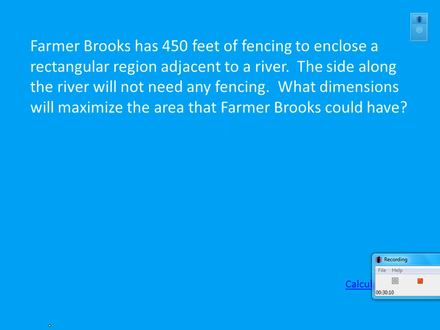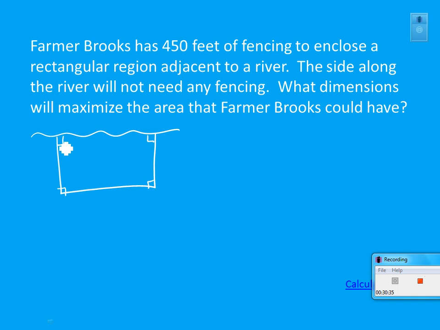Last but not least, I just tossed one of these in because in your book assignment there's one of these. It says Farmer Brooks has 450 feet of fencing to enclose a rectangular region adjacent to a river. Here's what we got so far. Here's my river. Farmer Brooks is making a pasture that's rectangular. So we're going to assume 90-degree angle since the word rectangular was tossed in there. The side on the river will not need any fencing. What dimensions will maximize the area that Farmer Brooks could have?